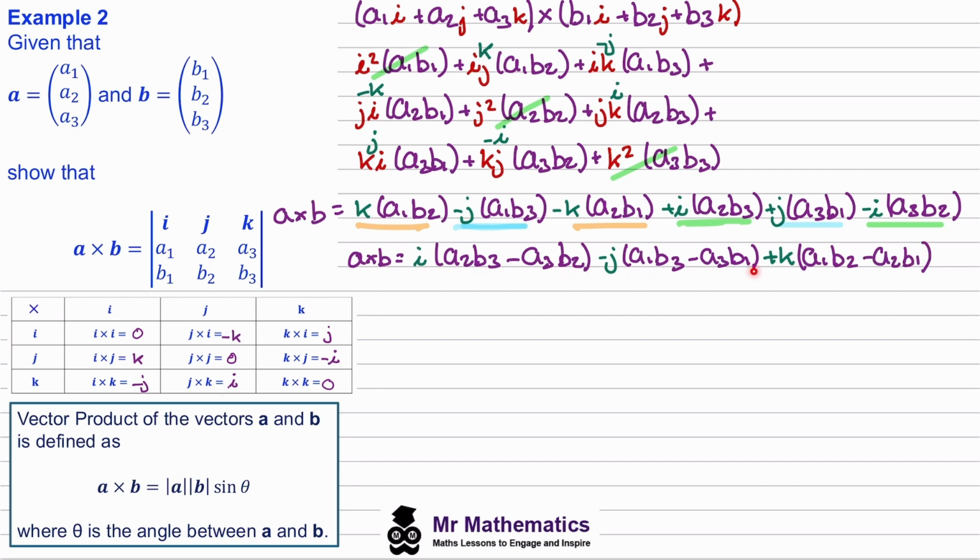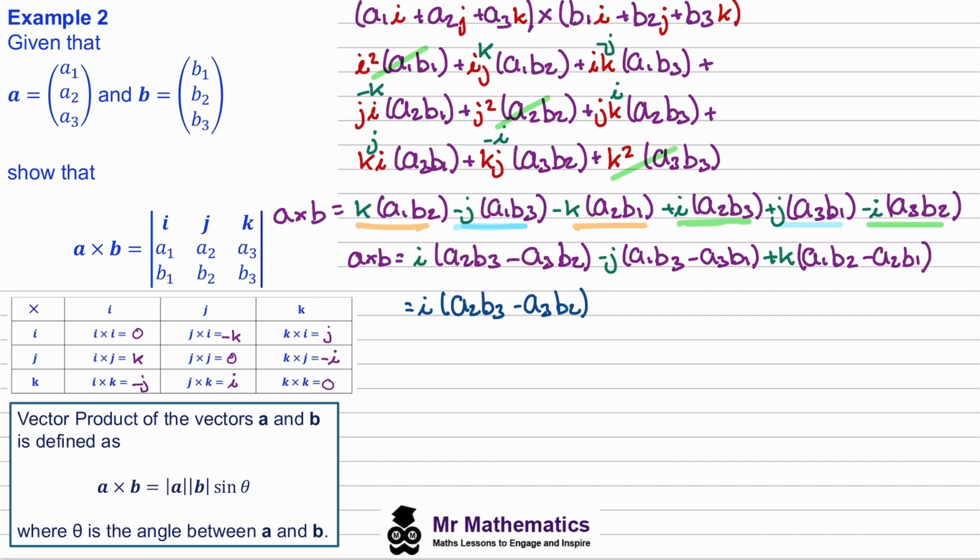So at this point, we should see that if we find the determinant of this matrix, we'll cross out this column and this row. So we need to find the determinant of this 2 by 2 matrix. This will be i multiplied by A2B3 minus A3B2. And that's exactly what we have here.